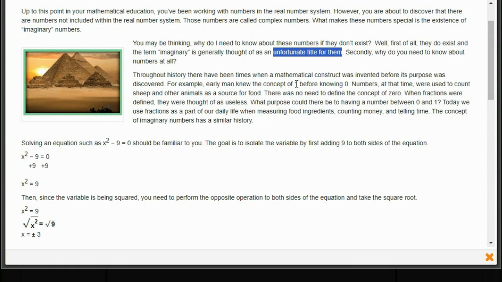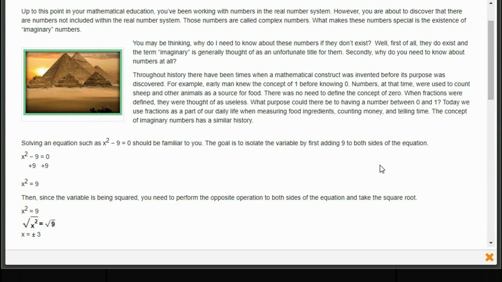Early man knew of the concept of 1 before he knew about 0. 0 did not exist till later. Numbers at the time were used to count sheep and other animals as a source for food. There's no need to define the concept of 0. When fractions were first defined, they were thought to be useless. Why would I ever use 1/2? What in the world? I don't have half a sheep. I don't have half a cow. I don't have half a camel. What purpose could there be in having a number between 0 and 1?